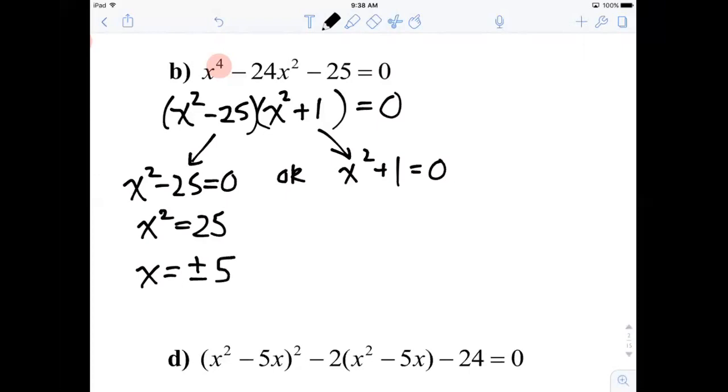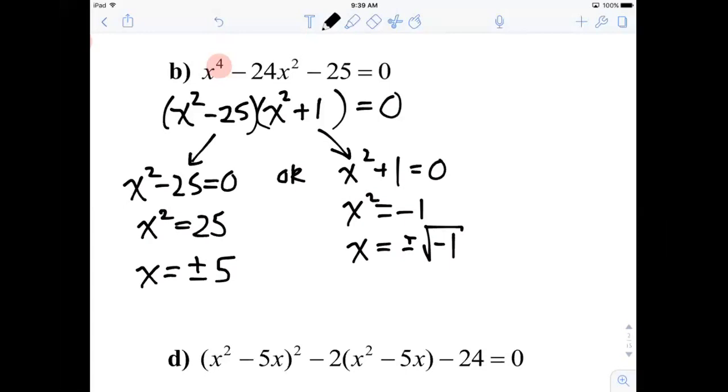So my answer there could be positive or negative 5. So again, what I've already found is 2 out of my 4 solutions just from that one calculation in the one factor. What about the other factor? So x squared plus 1 equals 0. Let's try and solve it the same way. That would mean x squared is equal to negative 1. And then if I want to find x, it means I have to take either the plus or the minus square root of negative 1.